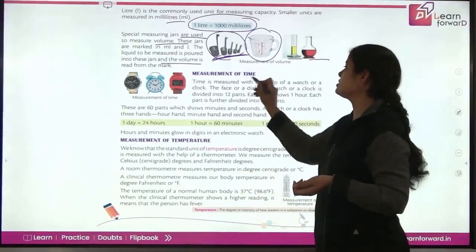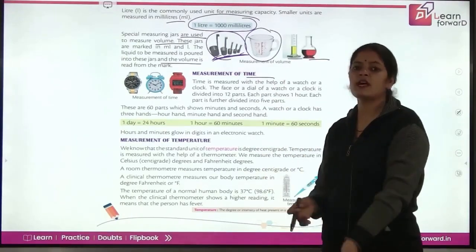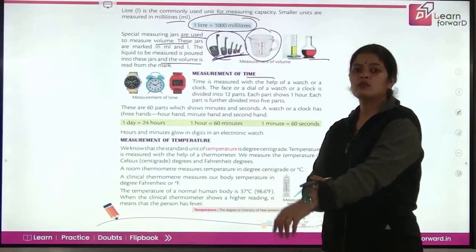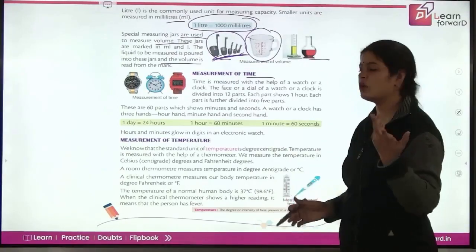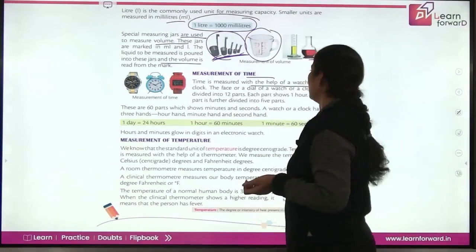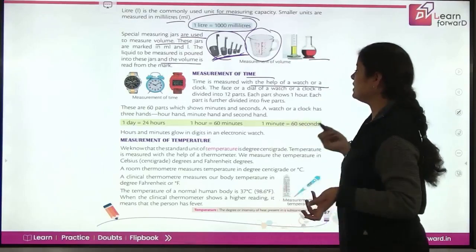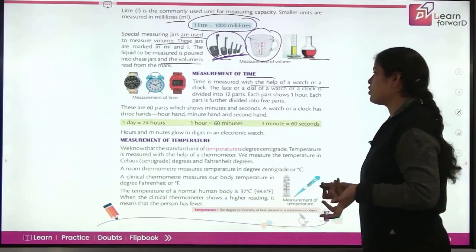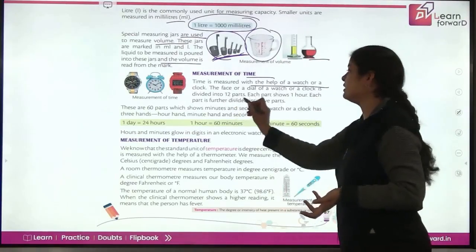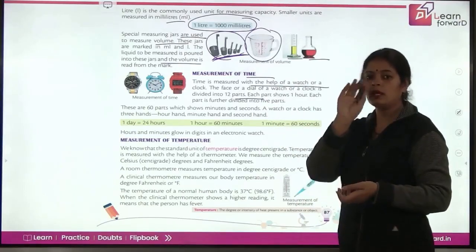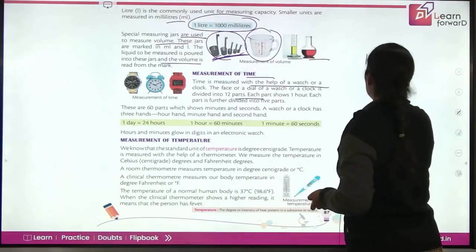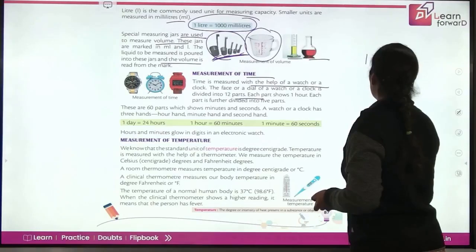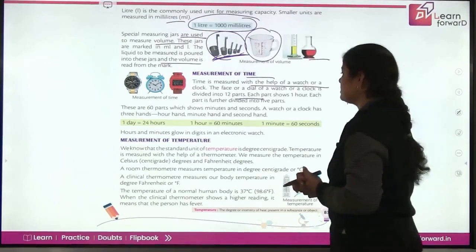Now next, measurement of time. Very simple. We always have this watch with us to measure the time. Watches and clocks. Time is measured with the help of a watch or a clock. The face or dial of a watch or a clock is divided into 12 parts. So it has 12, 1, 2, 3, 4, 5, 6. 12 parts it is divided into.